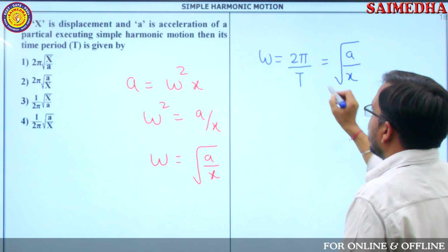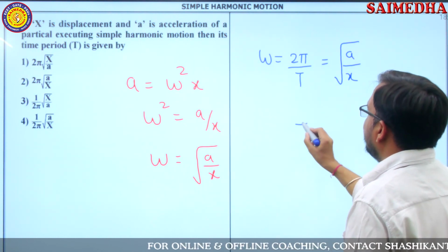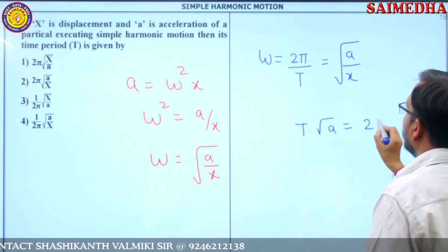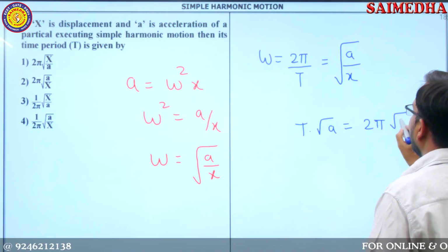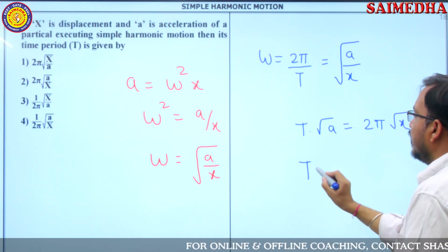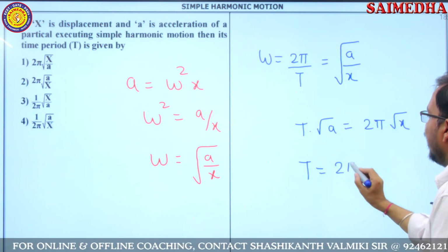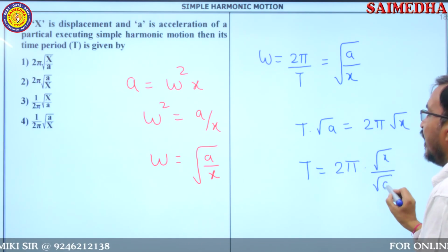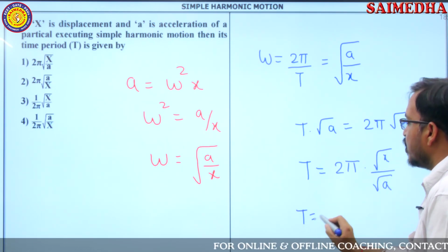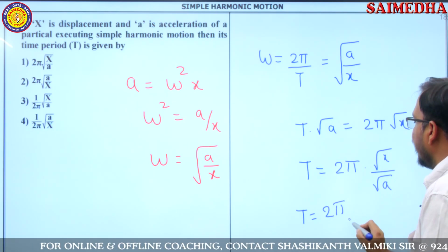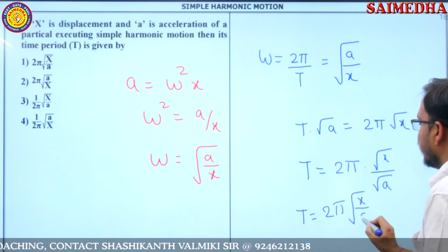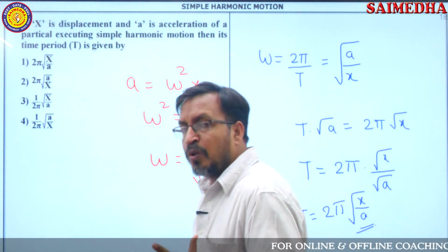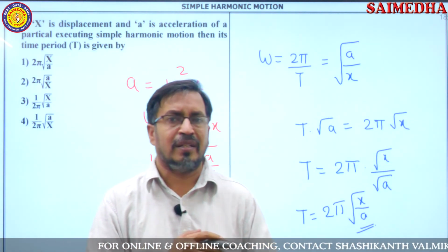Then I am cross multiplying here. See, T into root a is equal to 2 pi into root x. So finally the time period T equals 2 pi into under root of x by a. This is the answer.